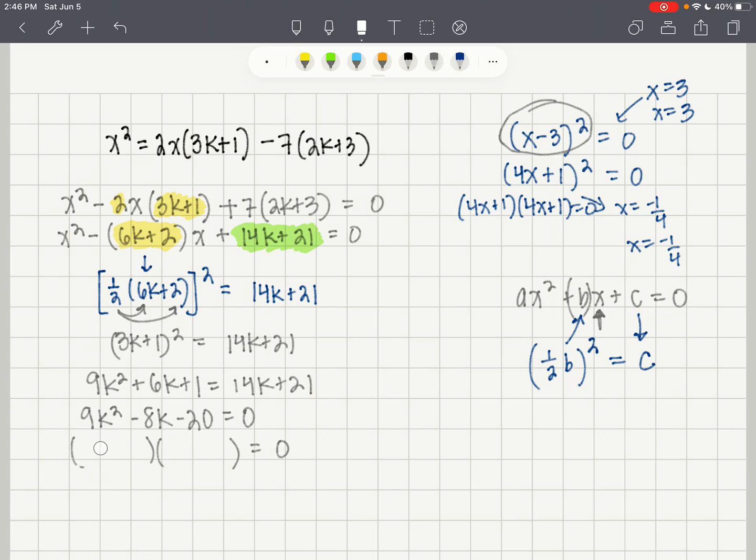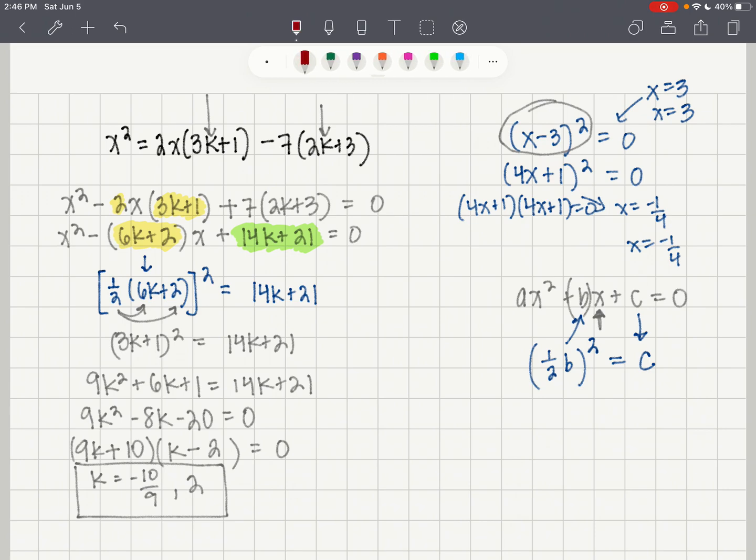So maybe we've got 9k and 1k. And now maybe I've got 4 and 5. No. 2 and 10 maybe. 18, 10, that's it. Negative 18 plus 10. So that was a good review right there, hopefully, for you in factoring trinomials. Maybe you got it faster than I did. That's a good thing. And our two values of k would be -10/9 and positive 2. So those two values for k, when put back into the original equation, would create a perfect square trinomial.